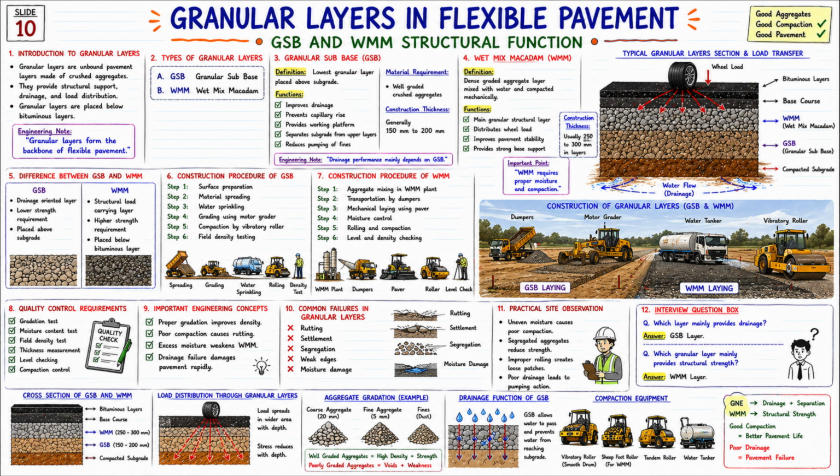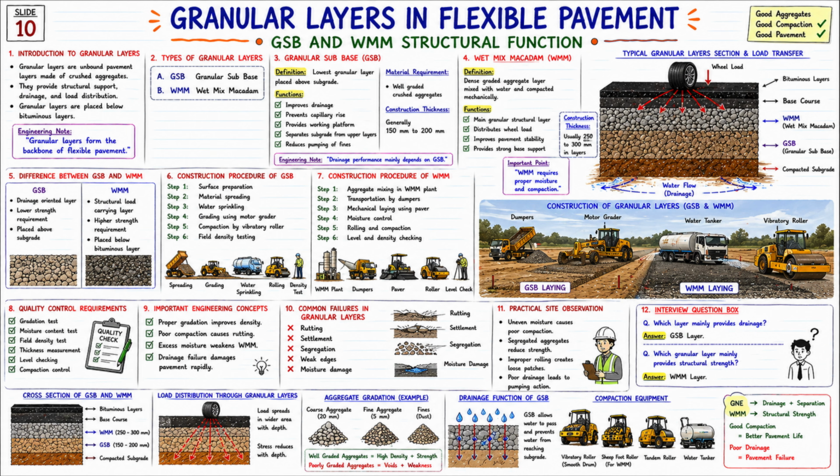Now let us look at the ninth topic. Important engineering concepts. Proper gradation improves density. Poor compaction causes rutting. Excess moisture weakens WMM. Drainage failure damages pavement rapidly. And these four concepts are most important in quality control. Now let us look at the 10th topic. Common failures in granular layers: rutting, settlement, segregation, weak edges, moisture damage. These failures are most visible in the practical field.